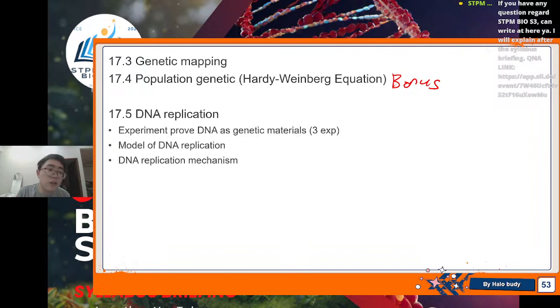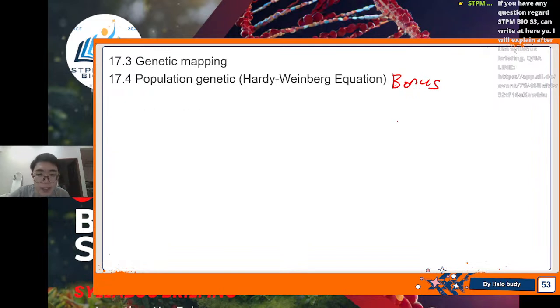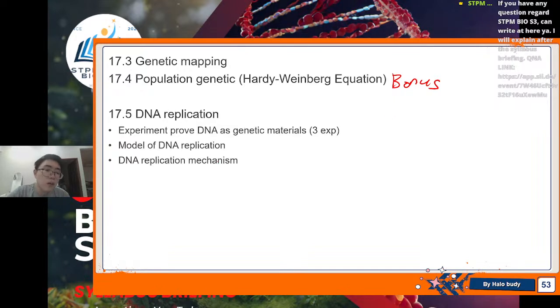Okay, so actually these four topics are about inheritance. They are all about inheritance. Okay, beginning with DNA replication, it is about genetic control. Actually this is another chapter. If you see the matriculation syllabus, it is separated into two different chapters, but in SPM they are all combined together. So okay, genetic control.